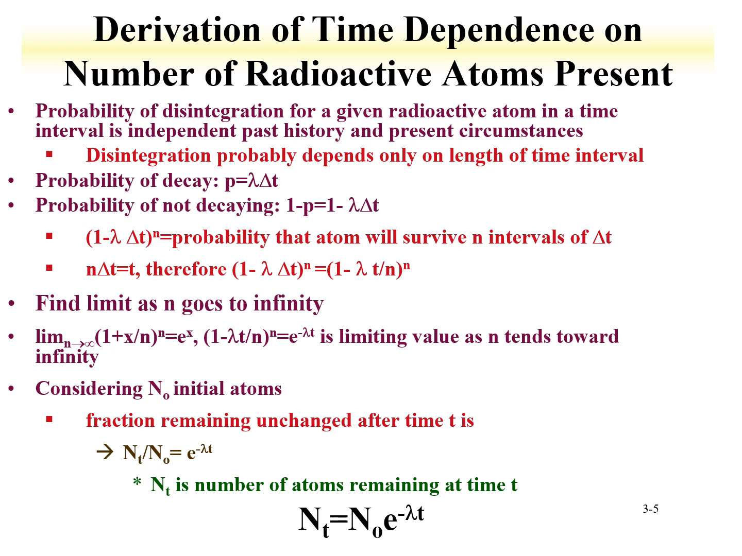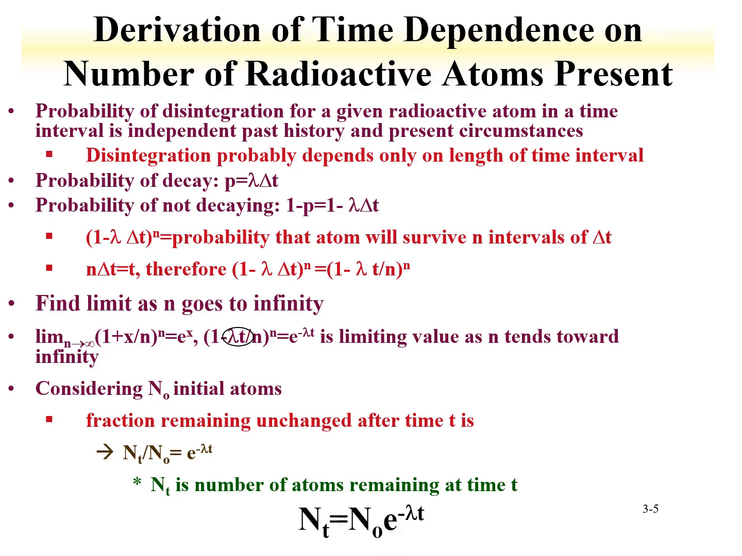Let's take the limit as n goes to infinity. (1 plus x divided by n) to the nth is just e to the x. So if we have (1 minus lambda t divided by n) to the nth, that equals e to the minus lambda t. This is our limiting value. So this is how we derive the fundamental equation to talk about radioactive decay.